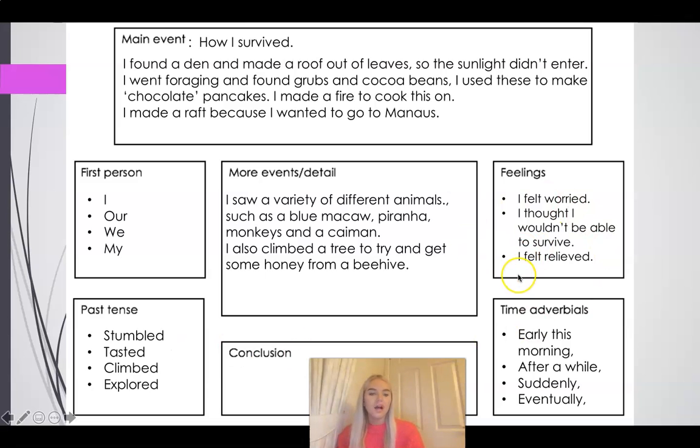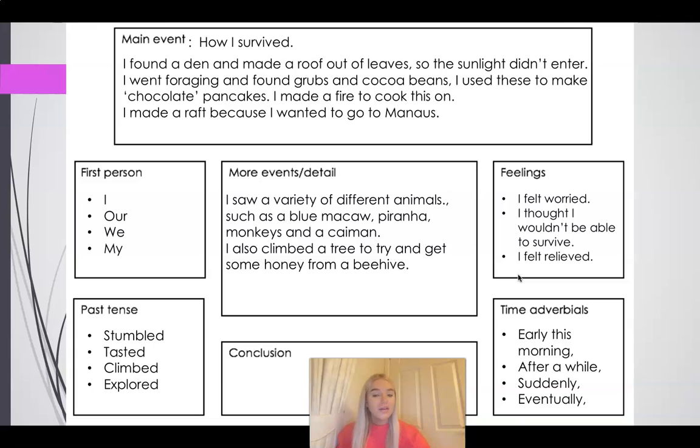In my feelings box, I've used my sentence starters that we discussed earlier. I've used I felt and I thought. And I've thought of 3 things that I might be feeling throughout my diary entry. And I know that I would feel worried at some points writing my diary entry. Perhaps at the beginning in my introduction, I might have felt worried. I might have thought that I wouldn't be able to survive. Maybe I might have felt that I wouldn't be able to survive when I knew that I had to try and eat some grubs because I knew that they'd be really tricky to eat. Maybe I felt relieved when I knew that the raft had been secured and able to float on the river. So then I felt quite hopeful.